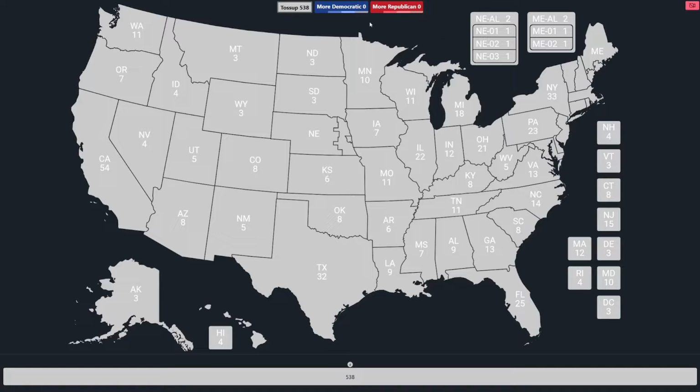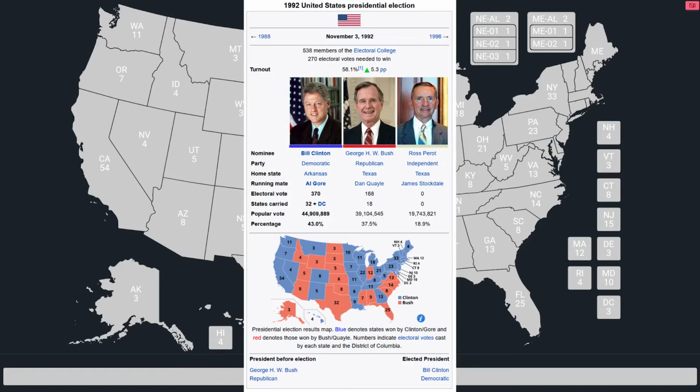But first, we've got to get the background information. So in 1992, Bill Clinton defeated incumbent George H.W. Bush. He got 370 electoral votes. He won 32 states plus D.C., and his share of the national popular vote was a plurality. It was 43%. Bush, the Republican, finished with 168 electoral votes out of 18 states, and that was worth 37.5%.